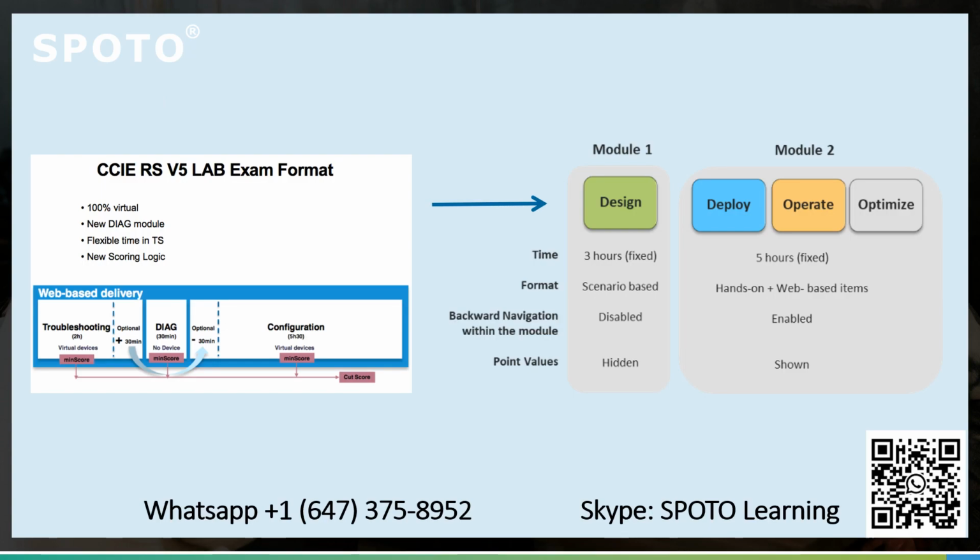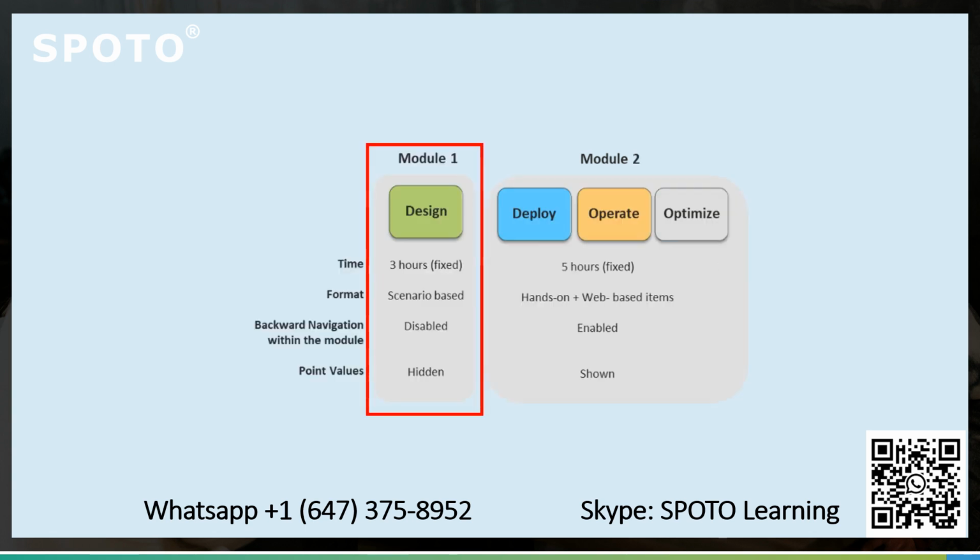Instead of having 3 modules as the old CCIE routing switch did, the new exam has 2 modules. This exam is 8 hours total, with the first module being 3 hours and the second module being 5 hours. The first module is a design module.